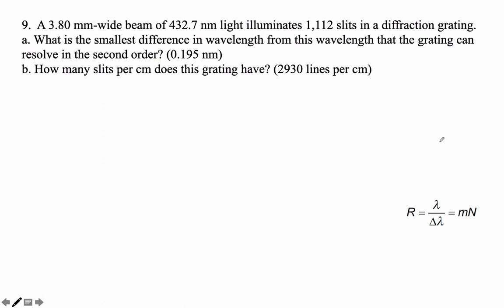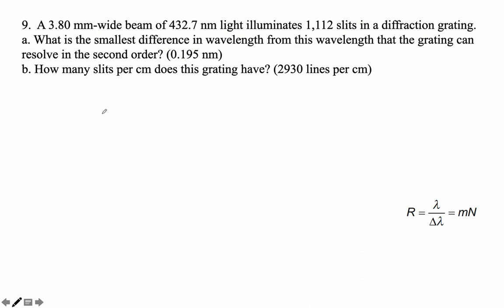A 3.8 millimeter wide beam of 32.7 nanometer light illuminates 1,112 slits in a diffraction grating. What is the smallest difference in wavelength from this wavelength that the grating can resolve in the second order? That's delta lambda, by the way. How many slits per centimeter does this grating have? All right, let's do A first in the interest of coherence and sanity.